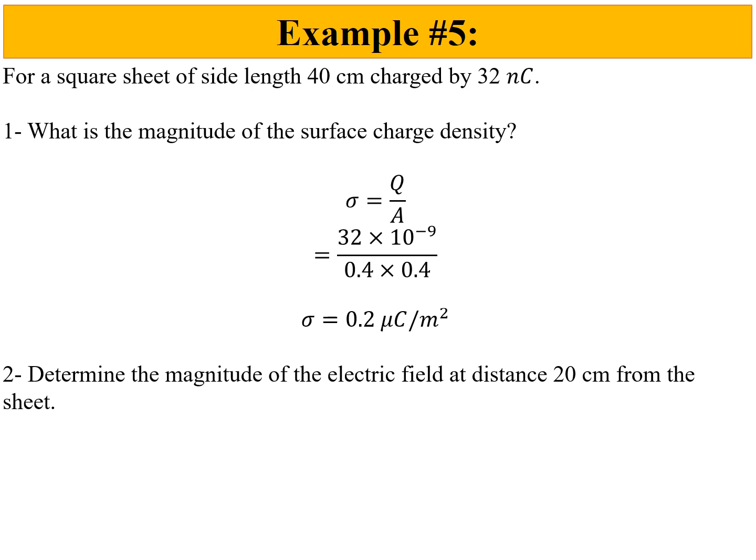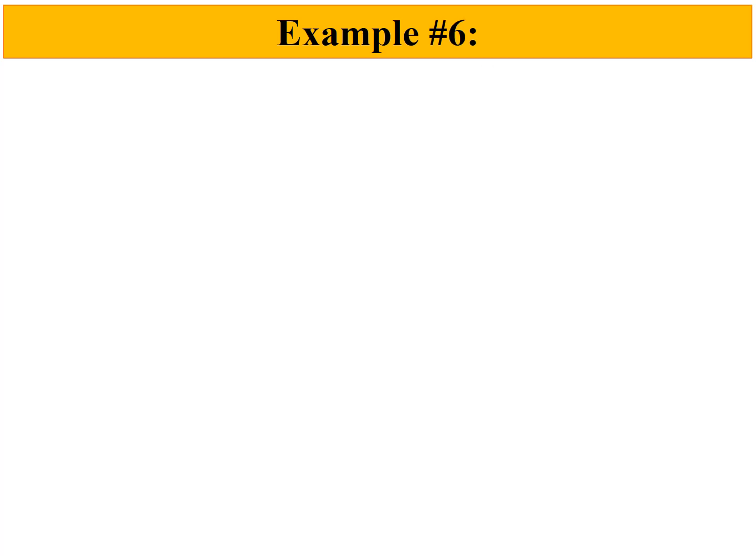And then determine the magnitude of the electric field at distance 20 centimeter from the sheet. Simply, the electric field is Q over 2 epsilon naught A. You will find that the electric field is 11.3 times 10 to the 3 Newton per coulomb.